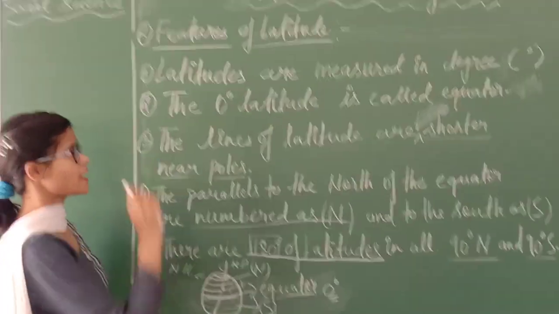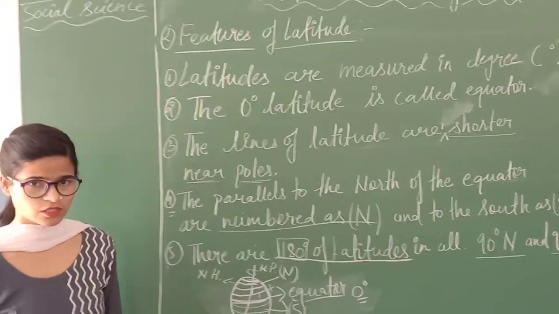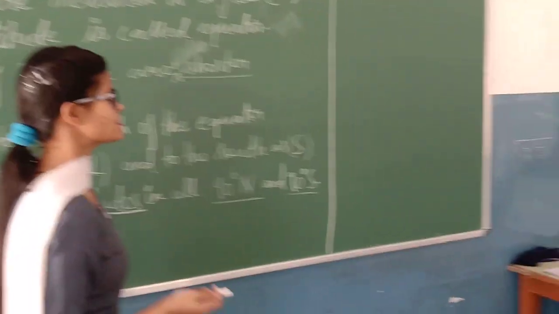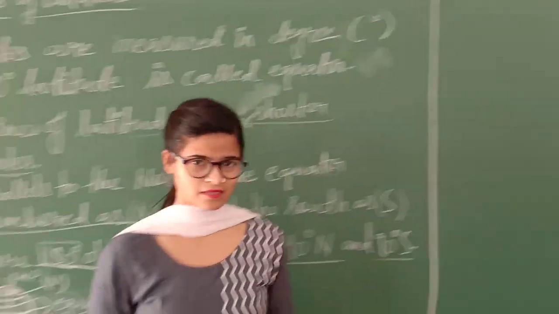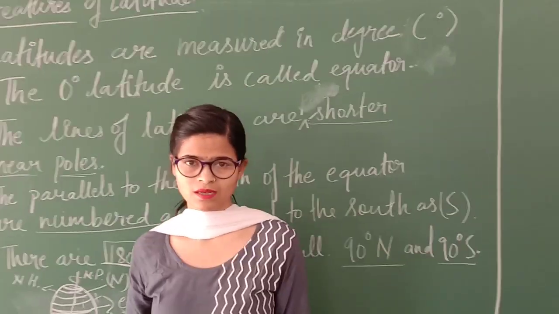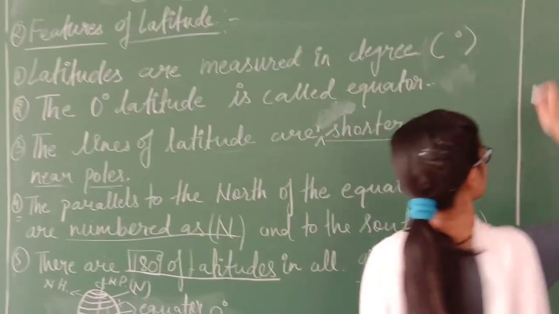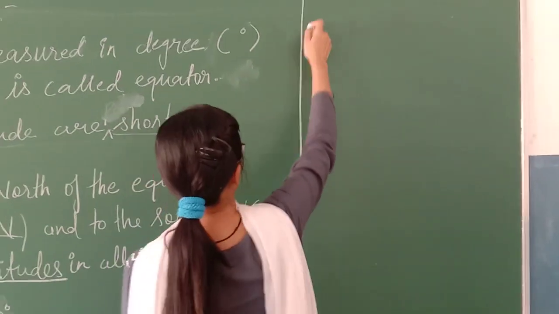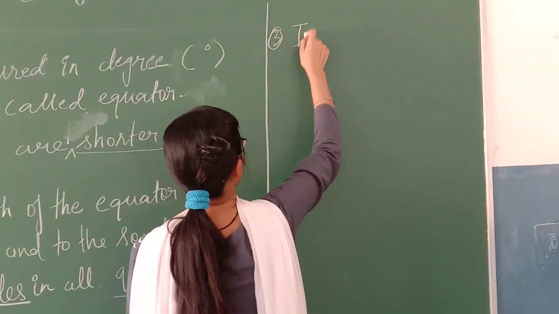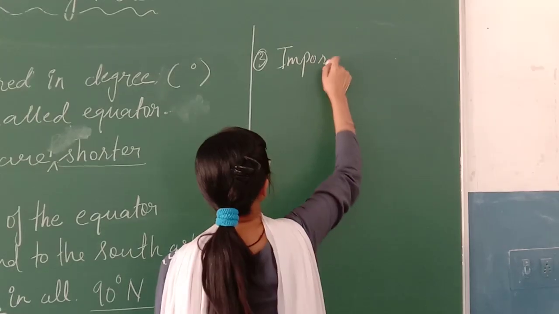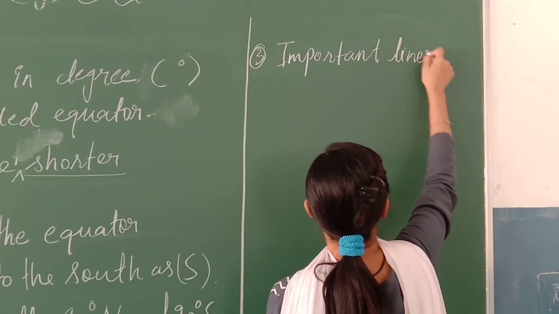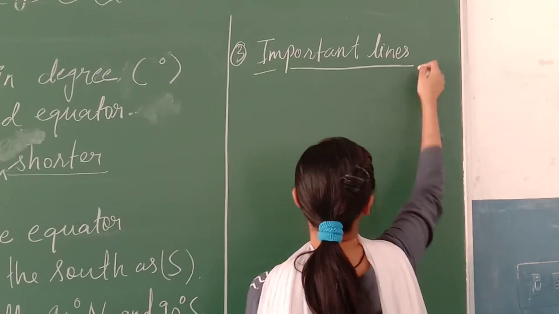So these are the features of latitude. I hope you understood it. Now we will learn about some important lines drawn on these latitudes and longitudes. So the third topic is important lines. So what are those important lines?